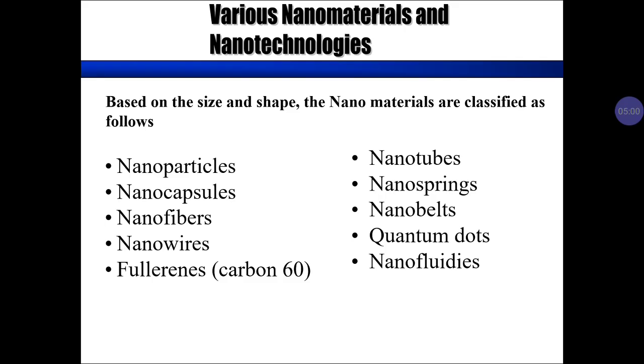And how do the nanomaterials exist? So, various nanomaterials and nanotechnologies. They can exist as nanoparticles, nanocapsules, nanofibers, nanowires, nanotubes, nanosprings, nanobelts, etc.